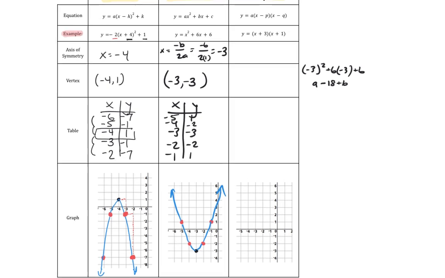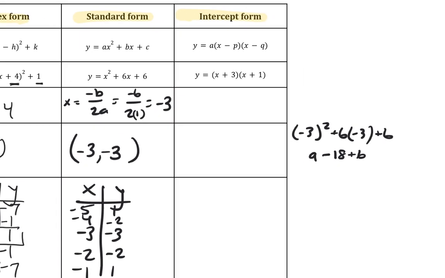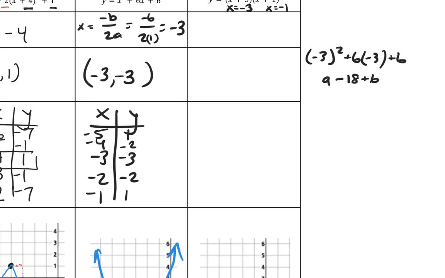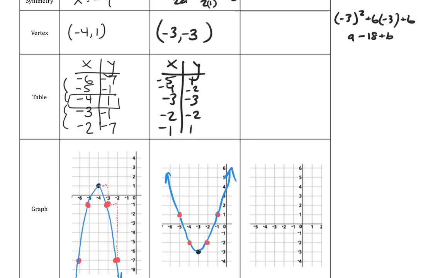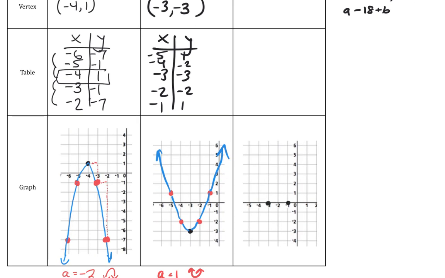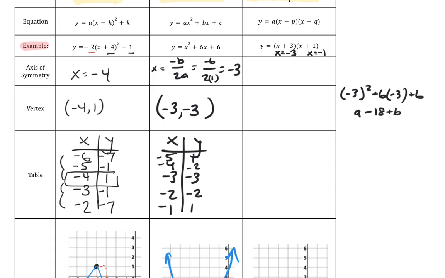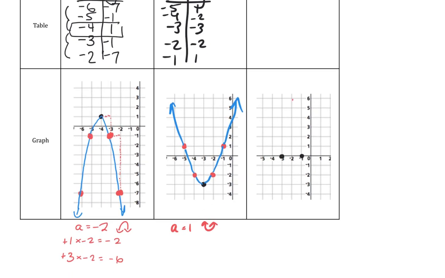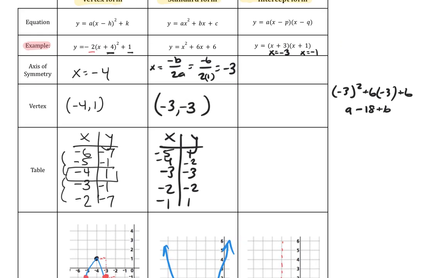All right, now we have intercept form. Let's take a look here. Okay, so my intercepts are going to be at -3 and -1. So I'm going to go ahead and plot those, -3 and -1. Now my axis of symmetry is going to be right in between. So it's going to be here. X equals -2. So my vertex is going to be at -2 something.